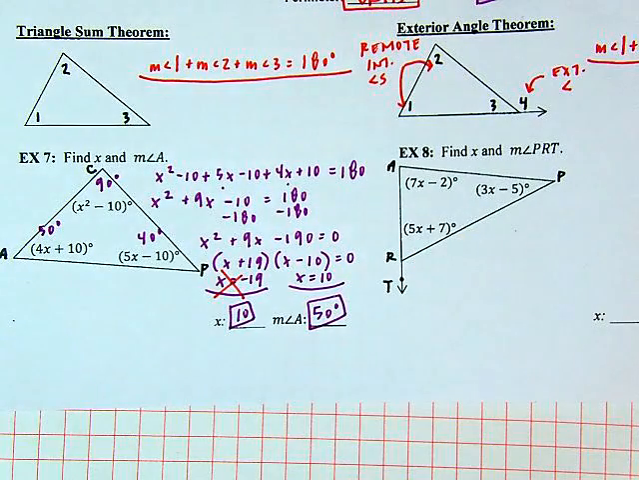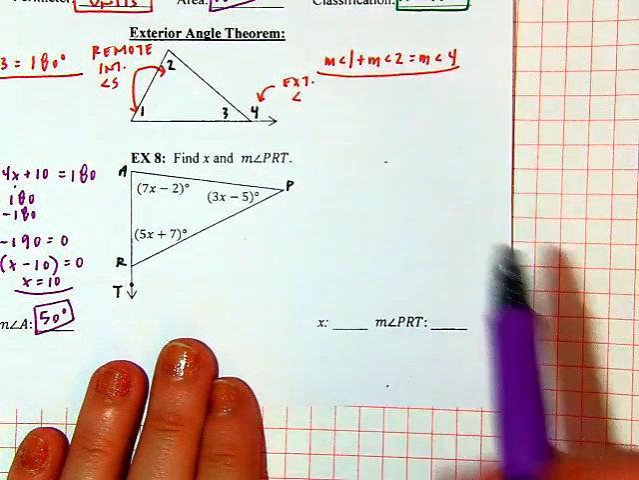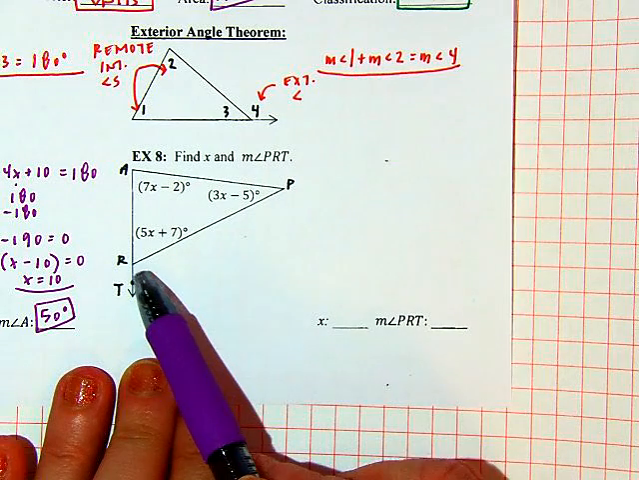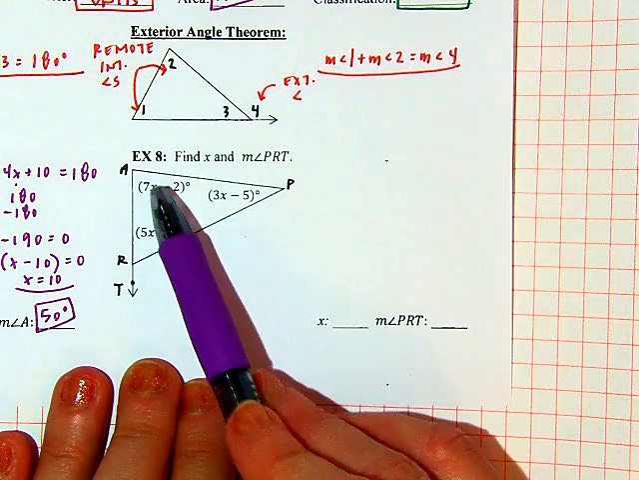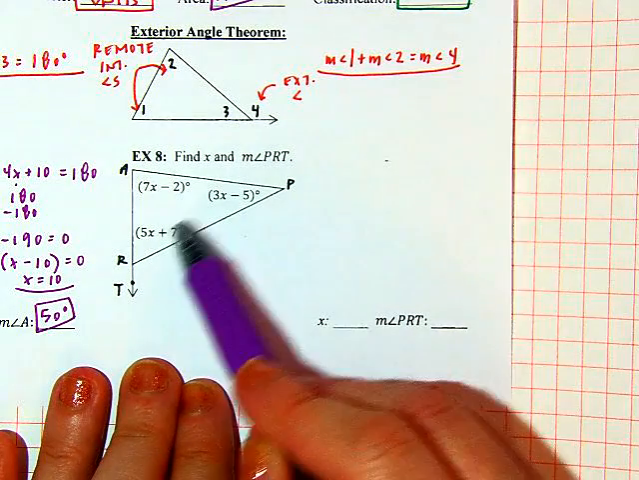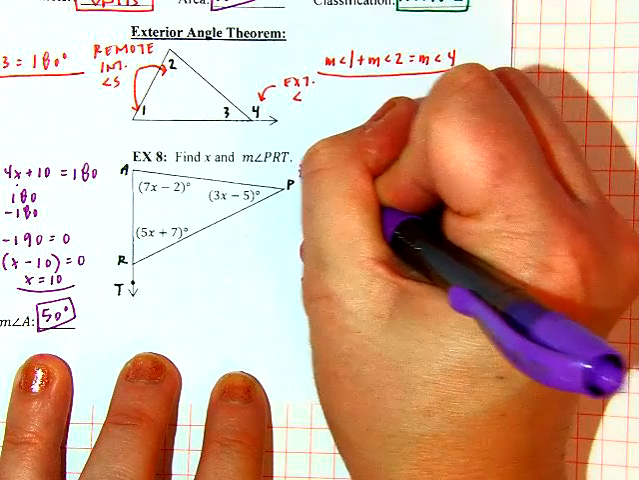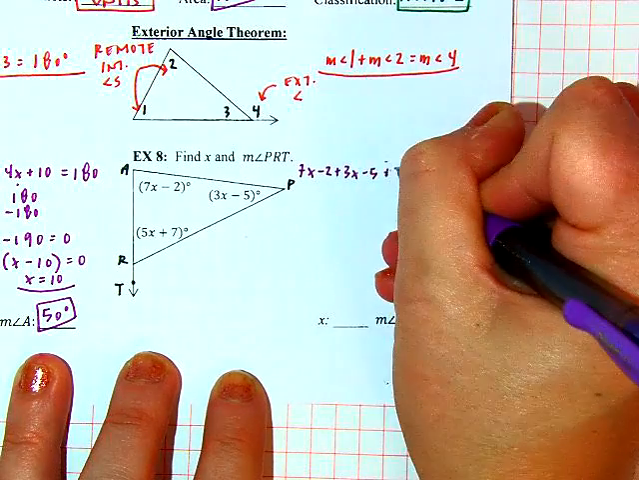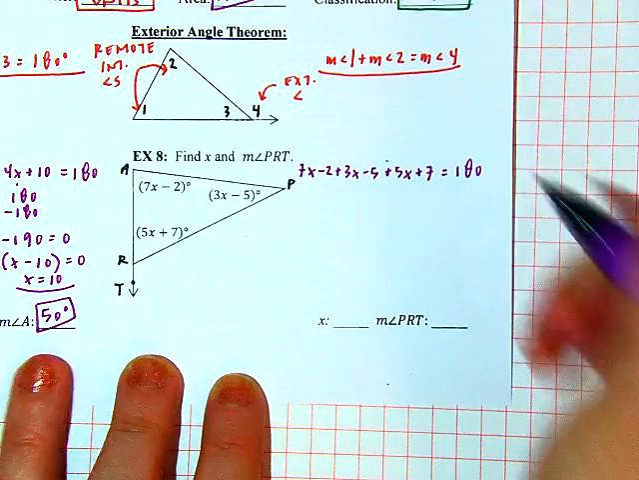All right, one more example, example 8. So find x and the measure of PRT. So I'm solving for the exterior angle here in the end. And I know that it's going to be the same as these two angles added up. So right now I have these three angle measures given, so I can build an equation. So 7x minus 2 plus 3x minus 5 plus 5x plus 7 equals 180.